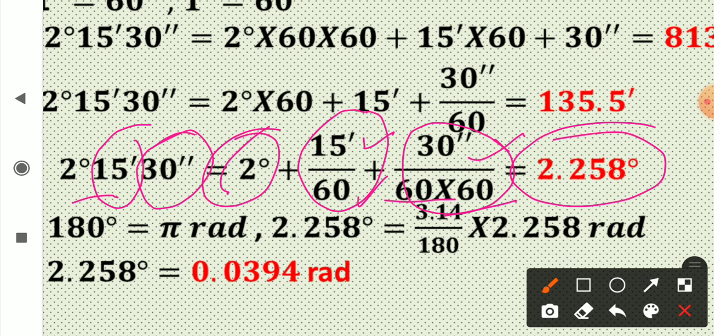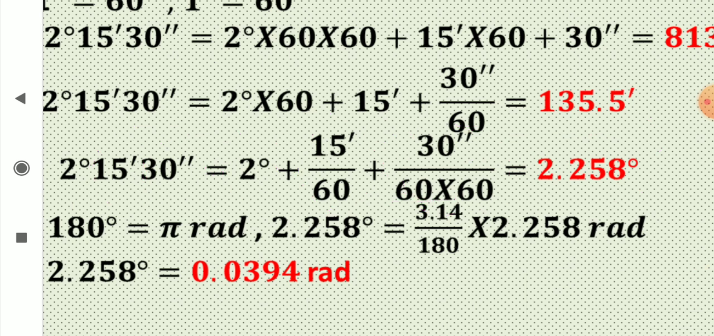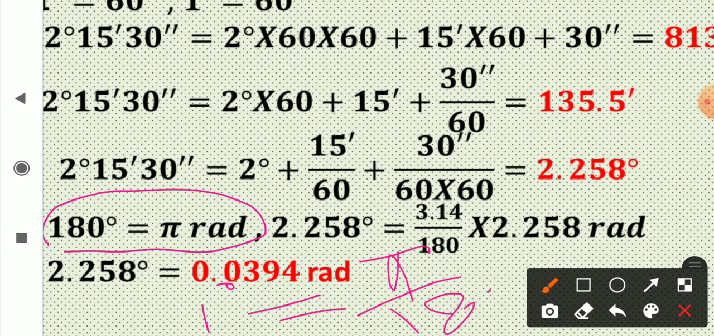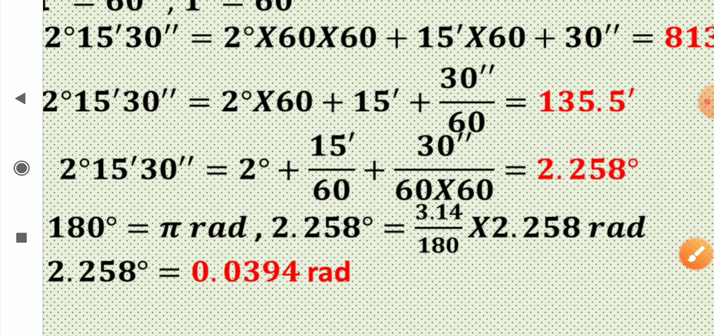And then you know that 180 degree is equal to pi radian. So from here, 1 degree will be equal to pi upon 180 radian. And if that is so, then 2.258 degree, see, 1 degree is this much. So these many degrees will be, multiply this by this angle.